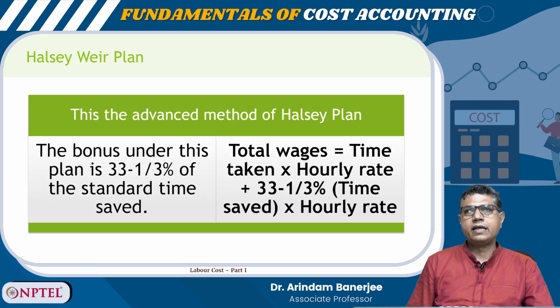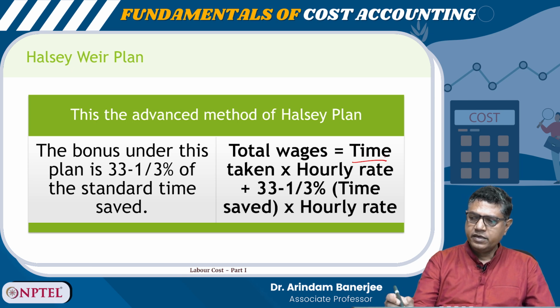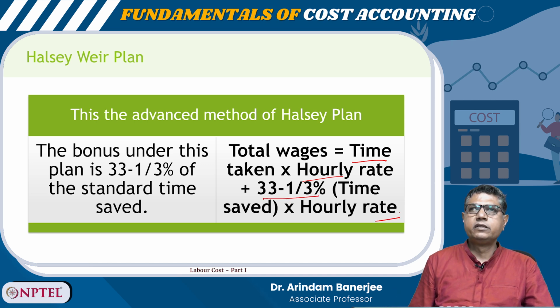Halsey-Weir plan is another plan, an advancement from the Halsey plan. The bonus under this plan is 33 1/3% of the standard time saved. So, total wages is time taken into hourly rate plus 33 1/3% of time saved into hourly rate. Using this formula, we can calculate the total wages payable under the Halsey-Weir plan.